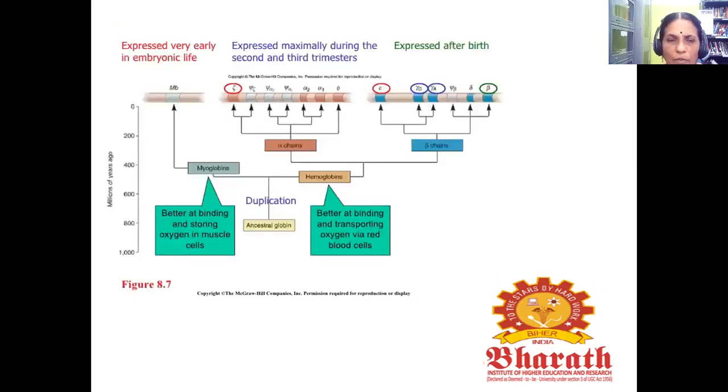You see the figure. Expressed very early in the embryonic stage, then expressed maximally during the second and third trimesters, then expressed after birth. So better at binding and storing oxygen in muscle cells. Then duplication occurs. So better at binding and transporting oxygen via red blood cells. See the figure, how it explains the embryonic stage, then the second and third trimesters, then expressed after birth.